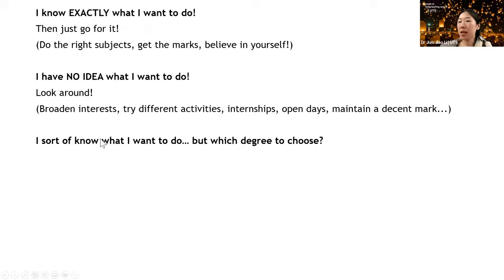And a lot of you might be in this category. So you sort of know what you want to do, but you don't know which degree to choose. And my advice there is just to look inside yourself, have a feel of what your strengths are and what you're interested in and what you want out of your career.